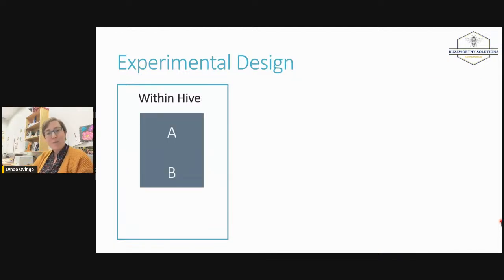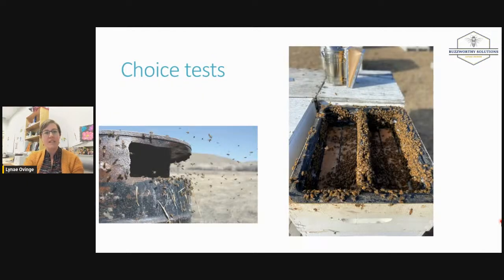Now I said I was done with experimental design, but I do have another completely different type of one that can be useful in certain situations I want to tell you about, and we're going to call it Within-hive. And essentially it's a choice test. So these feeders are really popular in Alberta. Not everyone uses them, but quite a few of them have a division. And so this is an example where we can offer the bees a choice between this side and that side.